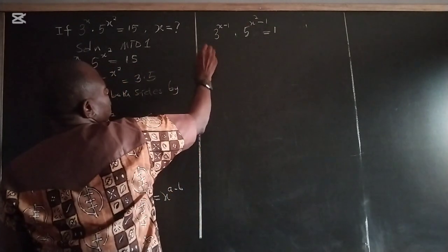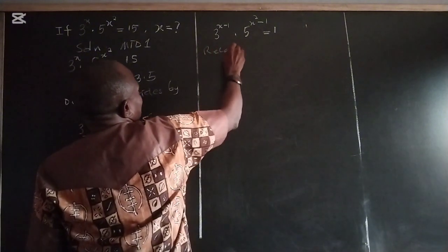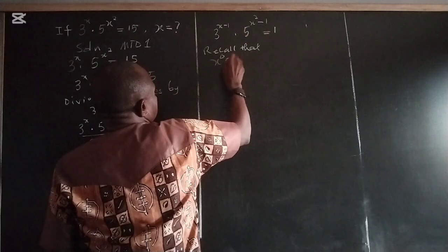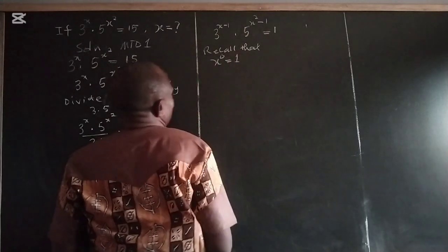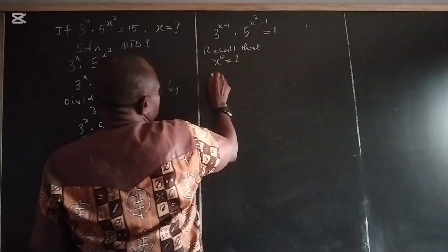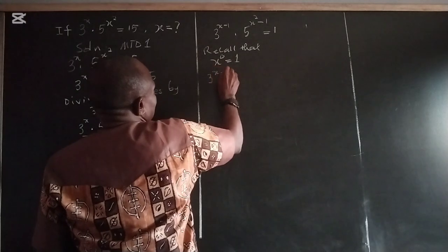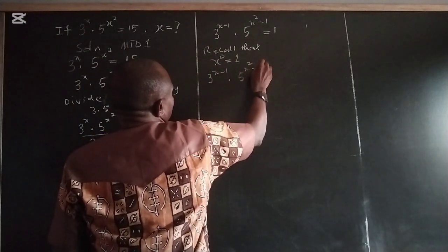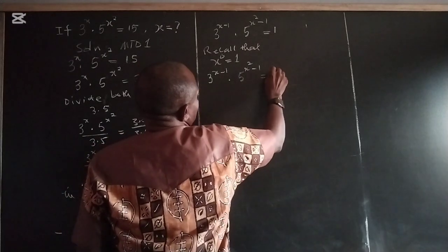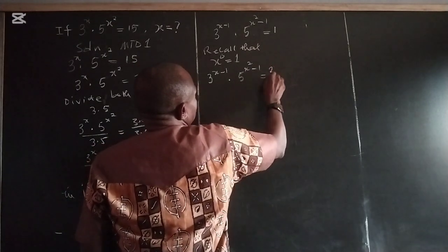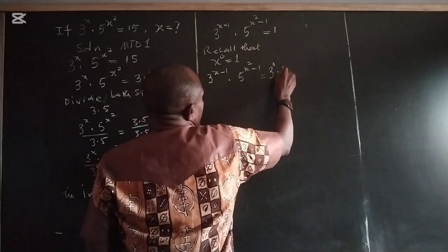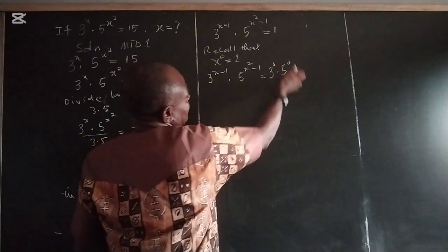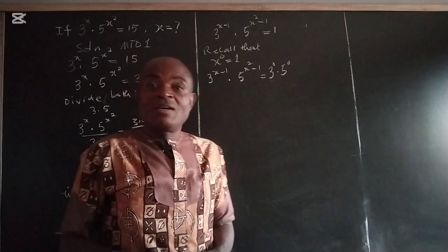And then again, we should also recall that x raised to power 0 in indices is 1. So we could rewrite this expression as 3 raised to power x minus 1 times 5 raised to power x squared minus 1 is the same thing as 3 raised to power 0 times 5 raised to power 0, because this is 1, this is 1. 1 times 1 is still going to produce 1.